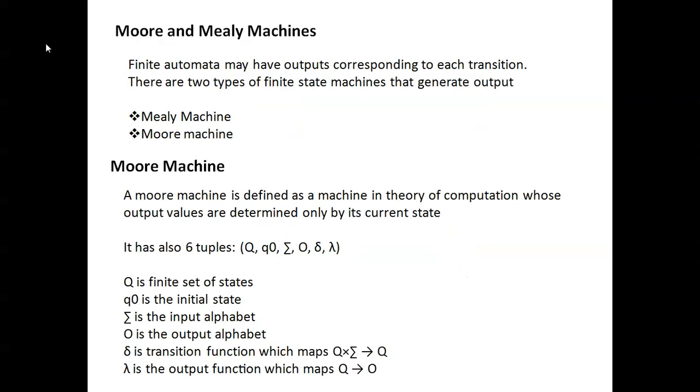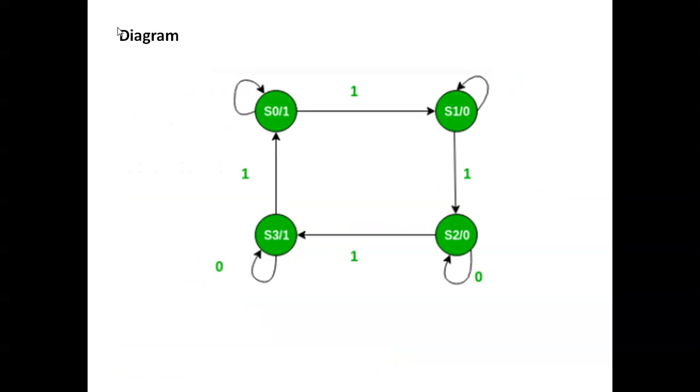So this is a diagram for a Moore machine. So we know that it's a Moore machine, determined only by its current state. This is for state 0, state 1, state 2, state 3. So only when it is transferring from one state to another state, then the value is 1. It will transfer from one state to another state, that is 1. If it stays in the same state, then that is 0.